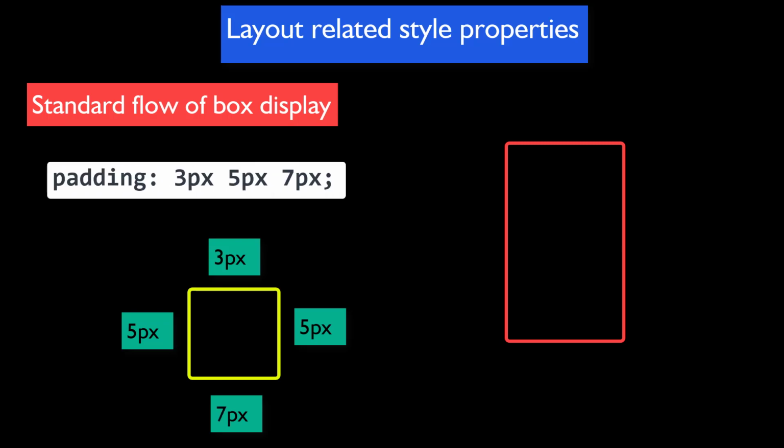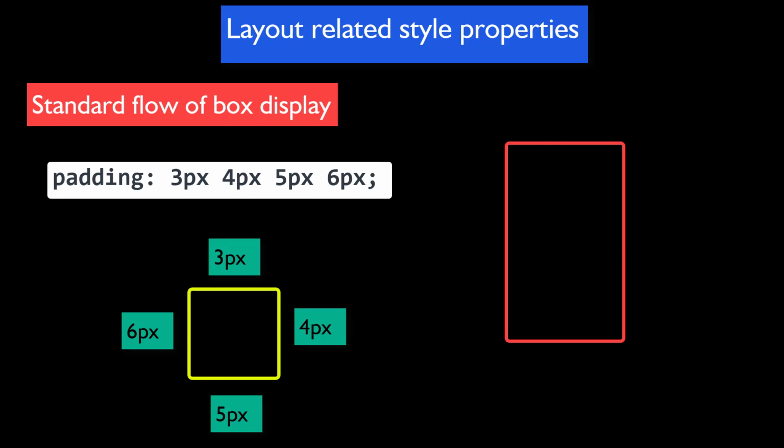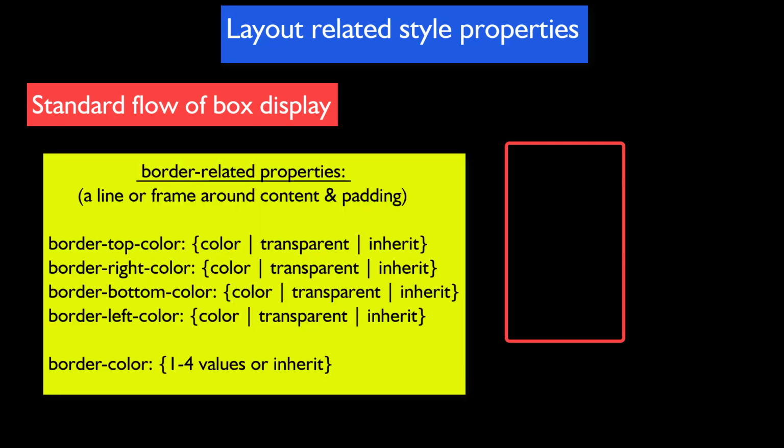If 3 values are specified, the top is set to the first value, the sides are set to the second value, and the bottom is set to the third value. If 4 values are specified, they are set to the top, right, bottom, and left, respectively. Border-related properties. A border is a line or frame drawn around the content.